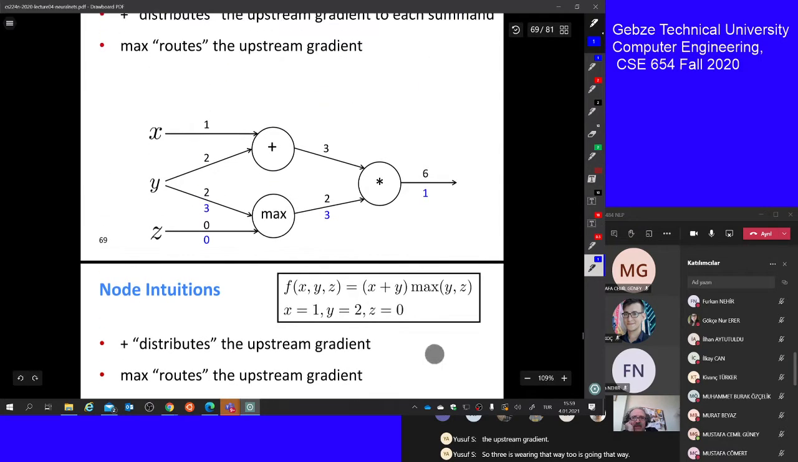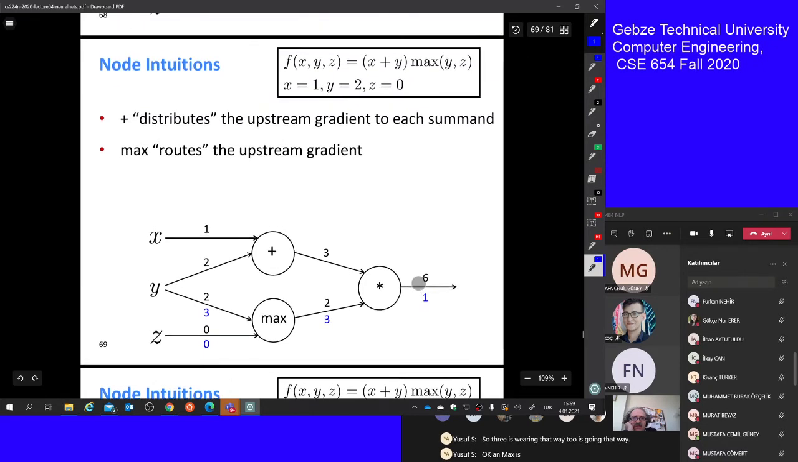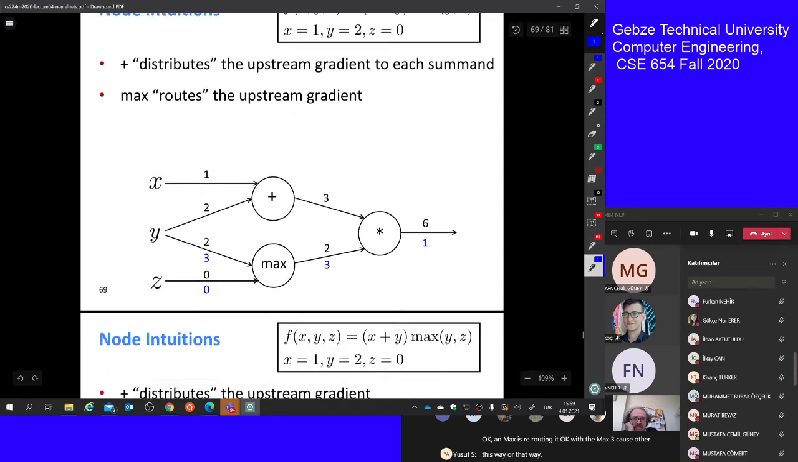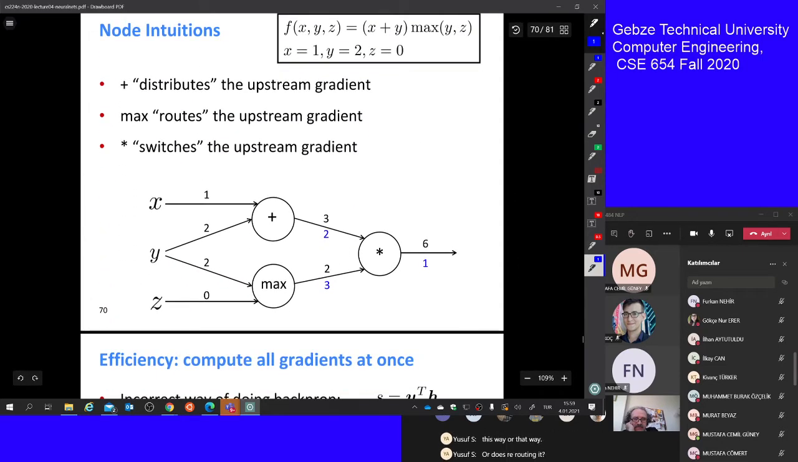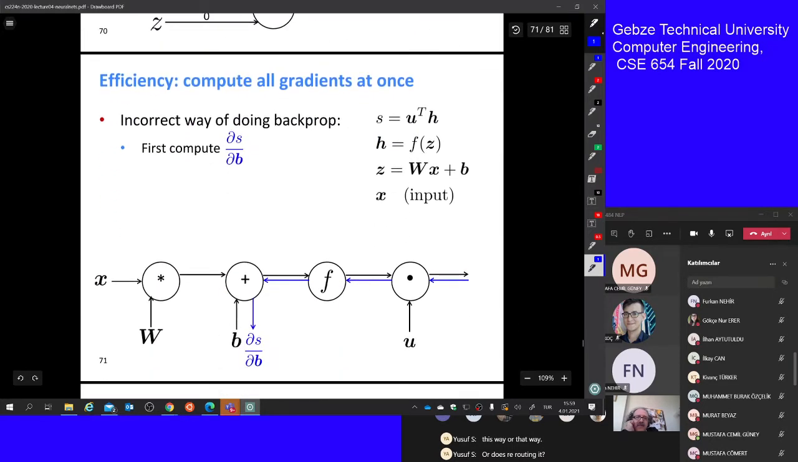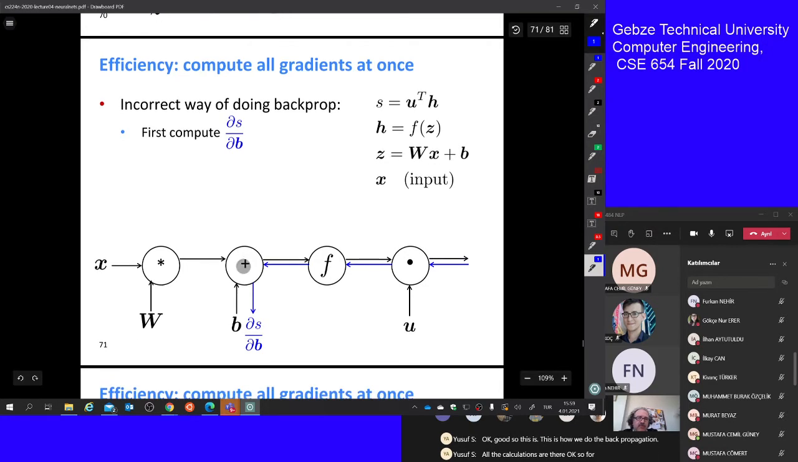Okay, and max is rerouting it. With the max, 3 goes either this way or that way. It is rerouting it. Okay, good. So this is how we do the back propagation. All the calculations are there. So for each node I have an upstream and downstream, and I multiply upstream by my local gradient, and that's how I calculate stuff.